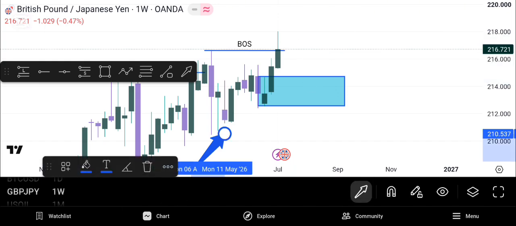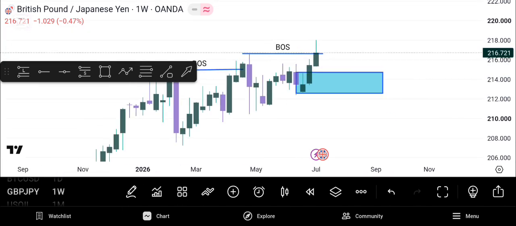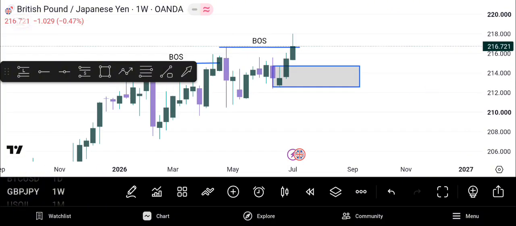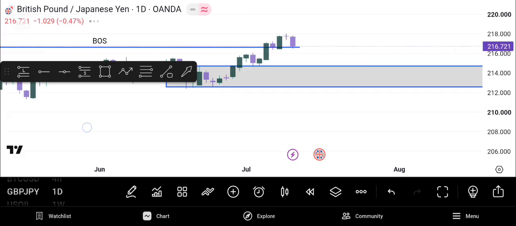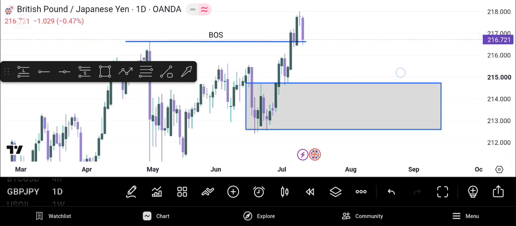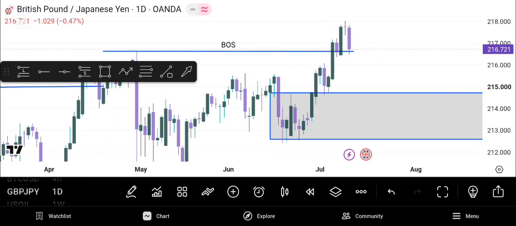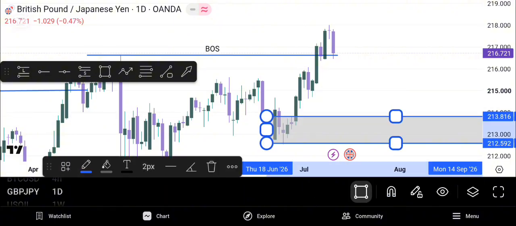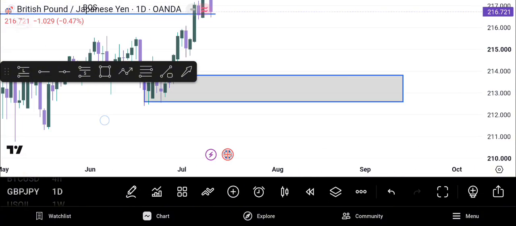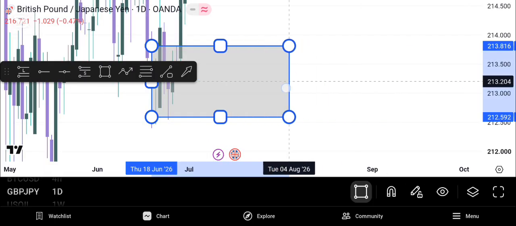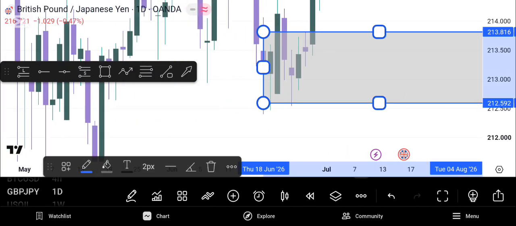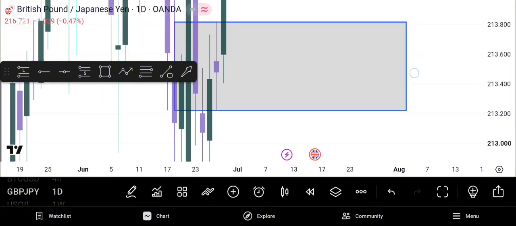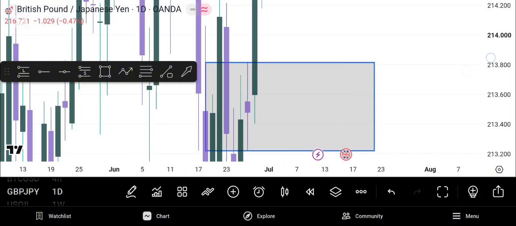We'll go now to the daily time frame. Let me put that as my order block. It's just still about mapping out. So from the daily time frame, we can see that this is what's happening here. This is the order block that we marked on the weekly time frame. This is it. On the daily time frame, that is the order block.